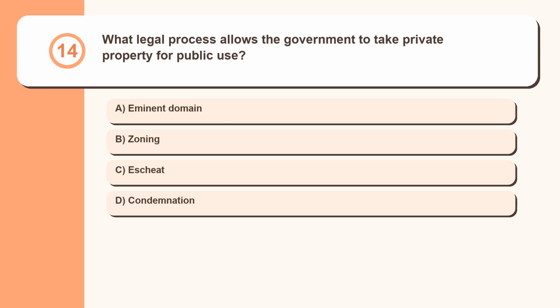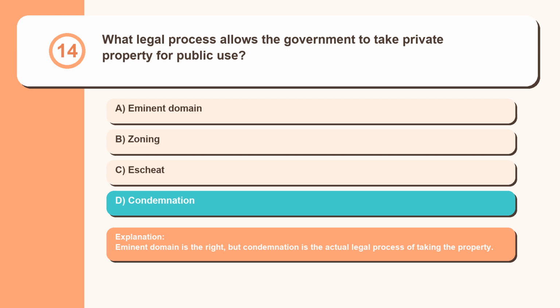Question 14. What legal process allows the government to take private property for public use? Eminent domain, zoning, escheat, condemnation. Eminent domain is the right, but condemnation is the actual legal process of taking the property.